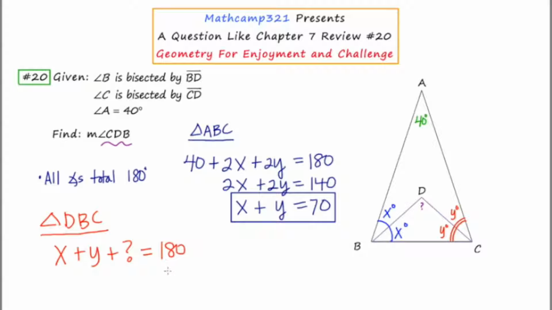Now, using the substitution principle, if x plus y is stated to be 70, as it is here, then x plus y is the same as 70, and I see that same x plus y right here. So instead of x plus y plus question mark equals 180, I can say 70 plus question mark equals 180. And if I subtract 70 from both sides, I get question mark is equal to 110. And the question mark represents what I was trying to find, angle CDB.